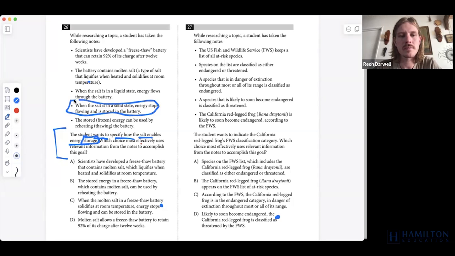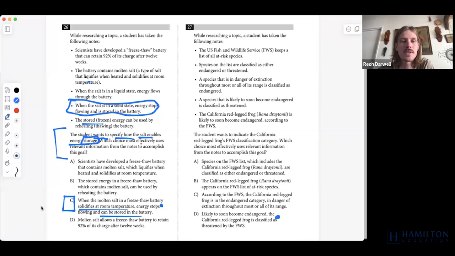Therefore, that's how we are storing energy. Okay. So all we really want to focus on is how because it's a molten salt that goes from liquid to solid, energy stops flowing because it is solidified. All right. The only answer choice that focuses on this is C. Okay. Because we see solidifies at room temperature. It can be stored in the battery.